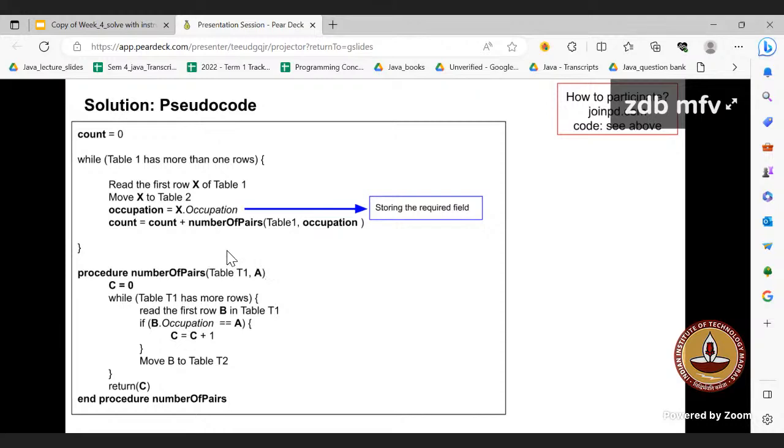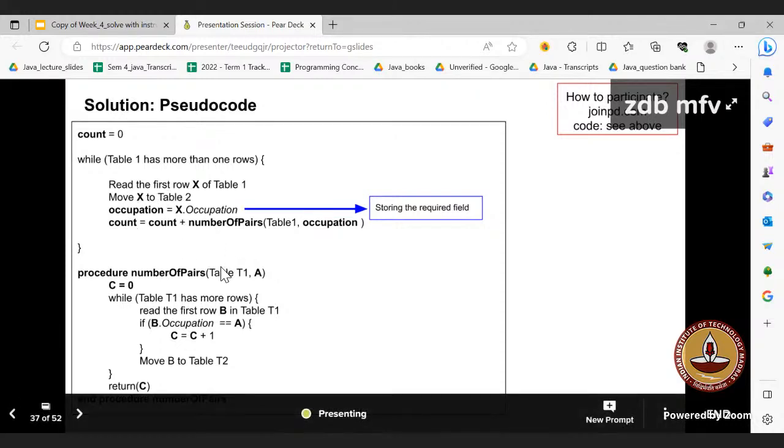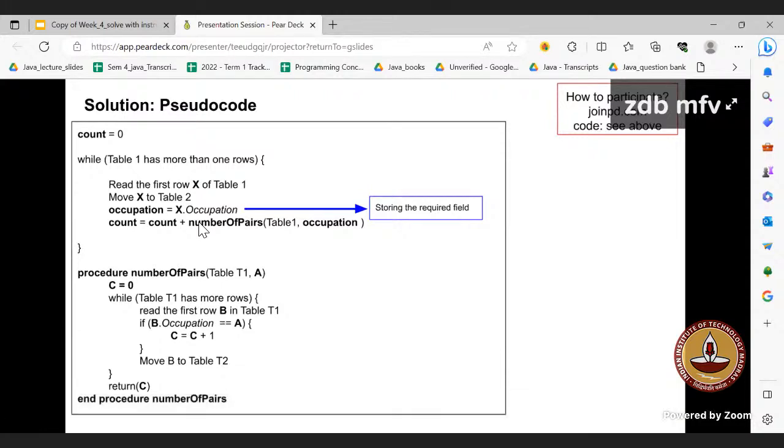For the first card, if the occupation is software engineer, then C will be the number of pairs of software engineers. For the second card, if it is data scientist, then C will be the number of pairs of data scientists. If for the third card it is hotel management, then C will be the number of hotel management guys. So count will be the total number of similar pairs.